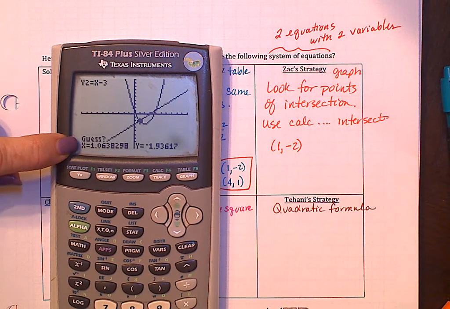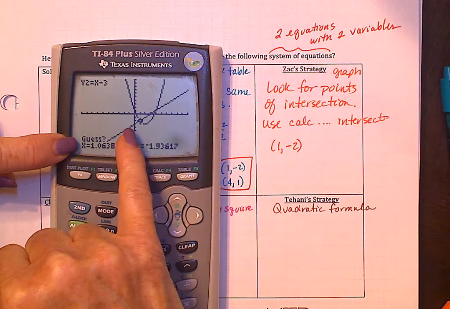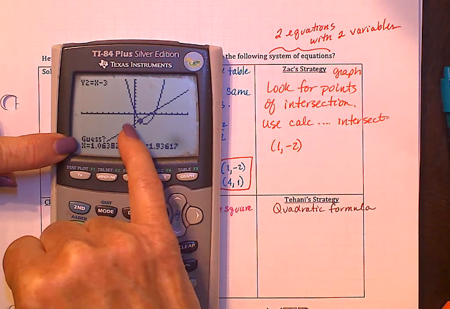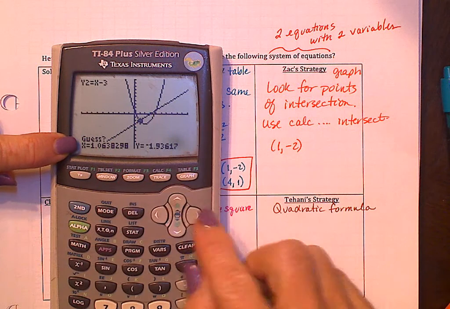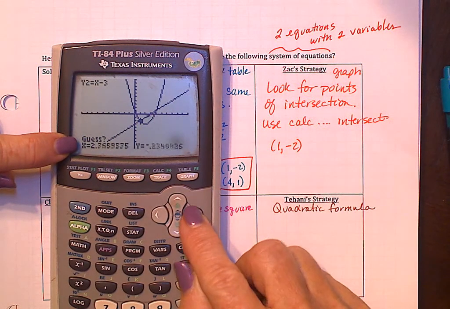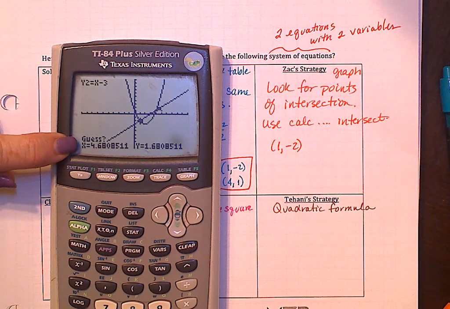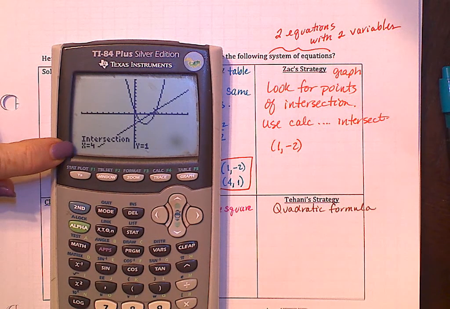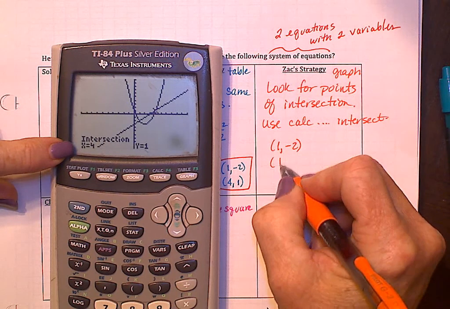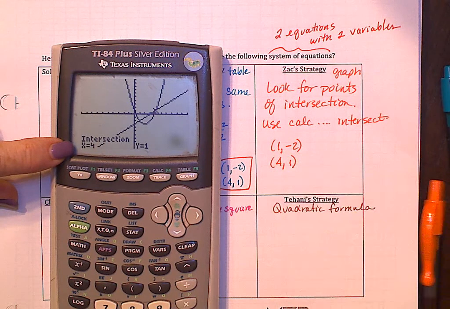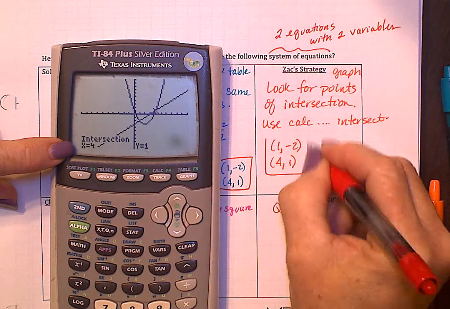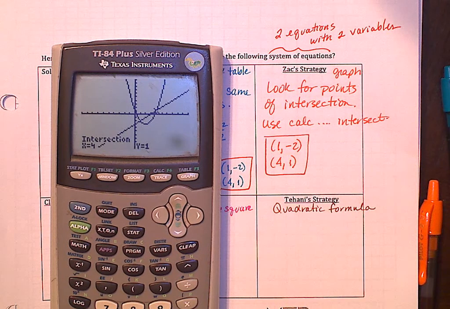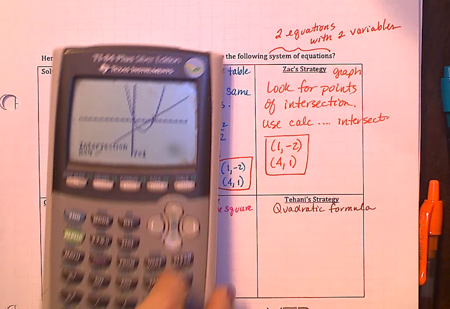Now right now my cursor is pretty close to that first point of intersection. We want to move that cursor over here to this second point of intersection. So we'll go right over there, close by, hit enter for yes. And there's our second point of intersection at 4, 1. And as before, same answer, because we know as long as we do something mathematically valid, we're going to get the same answer every time.